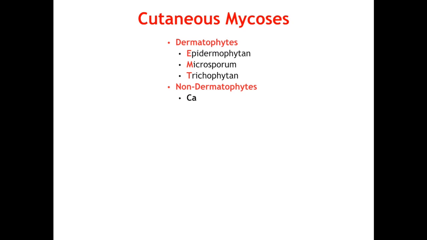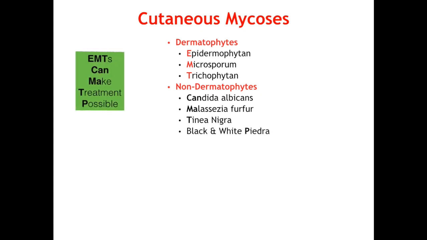And now let's move on to their actual names. So we have dermatophytes and non-dermatophytes, with the dermatophytes being the epidermophyton family, microsporum, and trichophyton. And the non-dermatophytes, we have Candida, Malassezia furfur, Tinea nigra, and black and white Piedra. And the mnemonic that I used to get them in this order was EMTs can make treatment possible. Totally true, EMTs save lives just as doctors do.